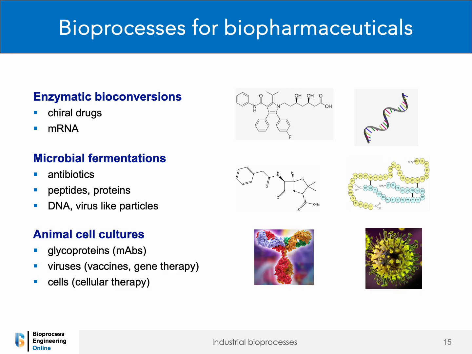Today, the majority of pharmaceutical biotransformation operations makes use of animal cells for the production of glycosylated proteins such as monoclonal antibodies, viruses as vaccines or vectors for gene therapy, as well as active cells for cellular therapy.